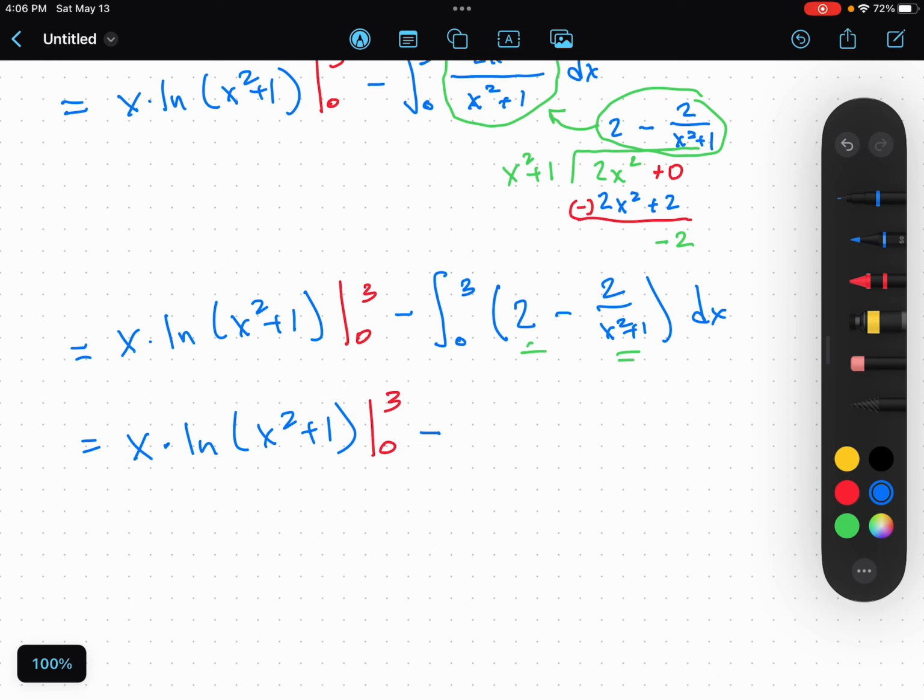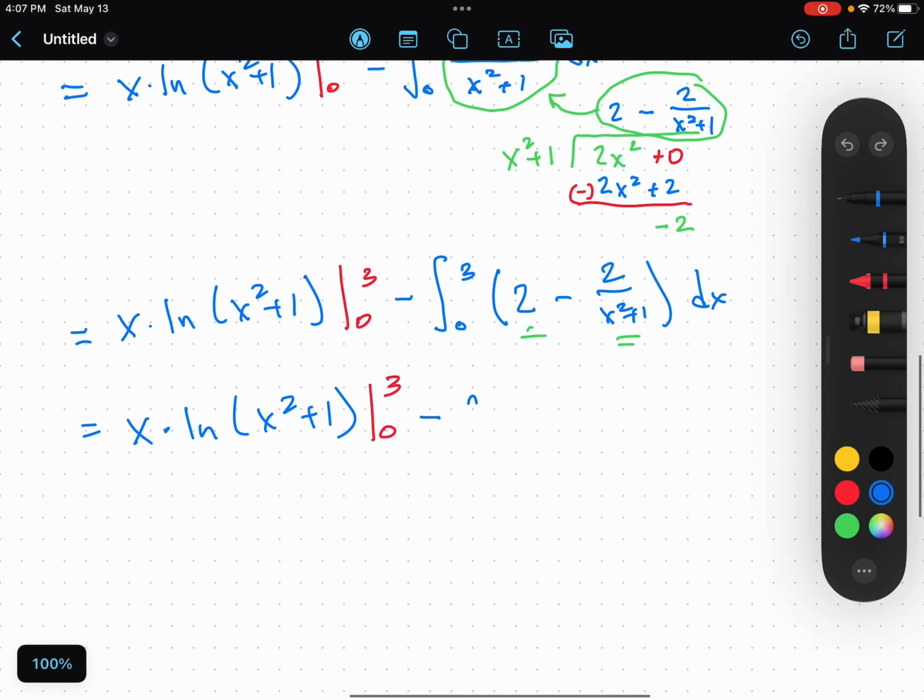The antiderivative of 2 is just 2x. Now, I've got to be careful. I'm going to distribute this minus sign, so I'm going to have minus 2x, and then this thing is actually just 2 times 1 over 1 plus x squared. The antiderivative of 1 over 1 plus x squared is inverse tangent of x. So this is going to evaluate to positive 2, because there's that constant multiple, and then inverse tangent of x.